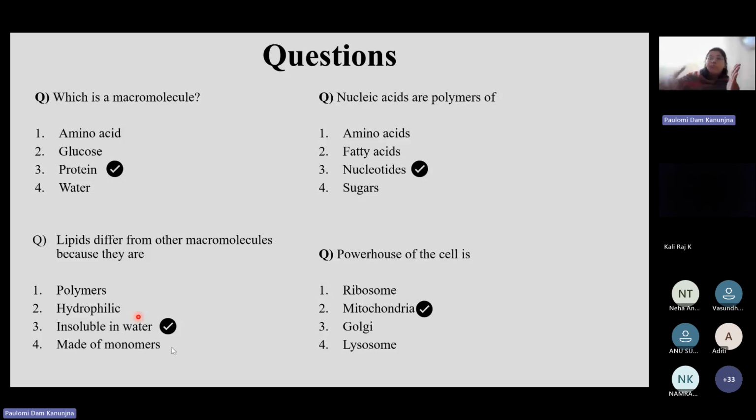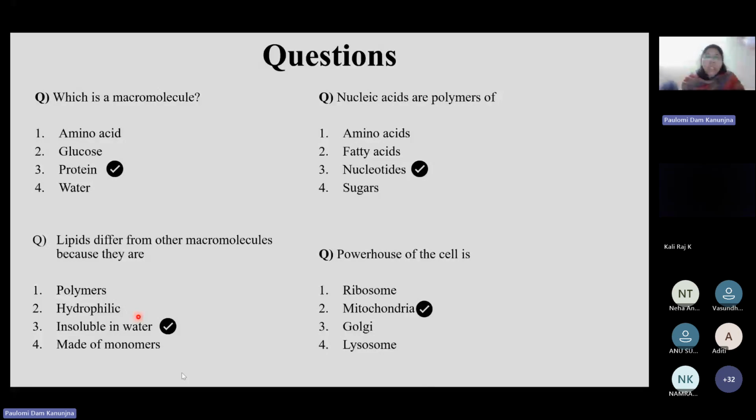So basically, lipids, what do you say? They don't differ from others in terms of being a polymer. They are not hydrophilic at all, so they are insoluble in water. That's the correct word for lipid. And they are not monomers, in the sense that they also make up something else, right? Okay, right. So everyone got this correct too, which is great.